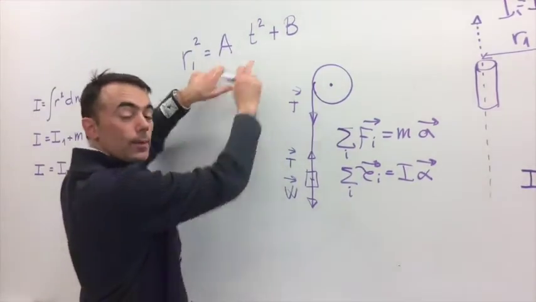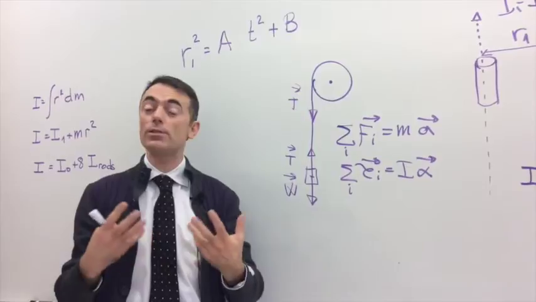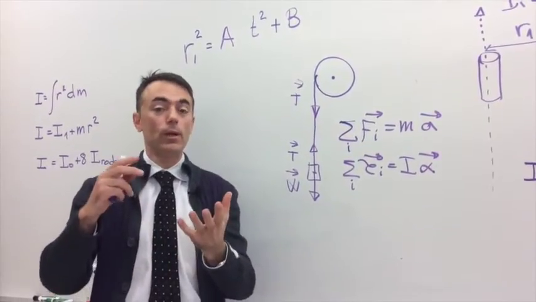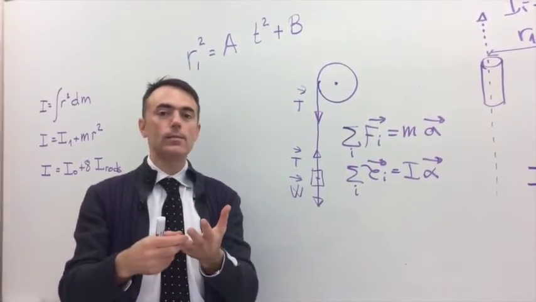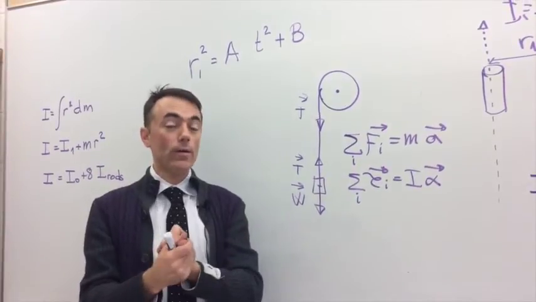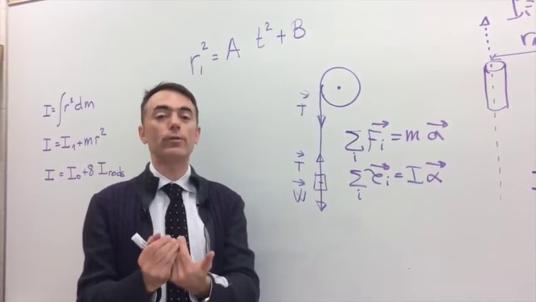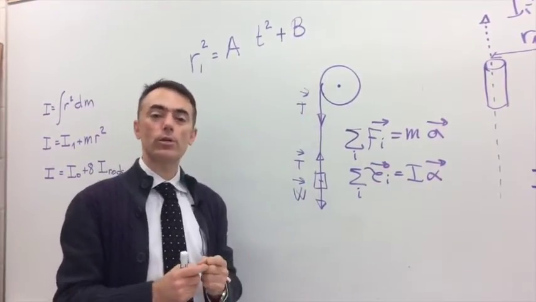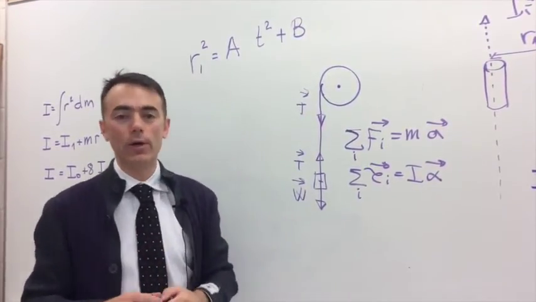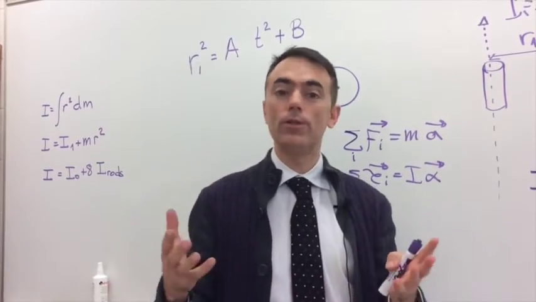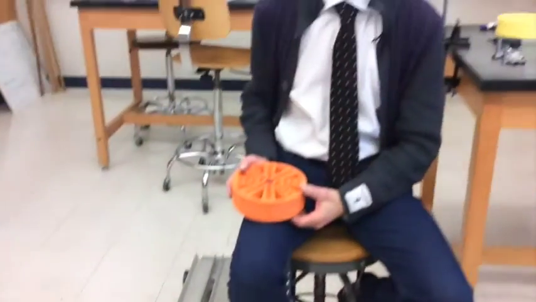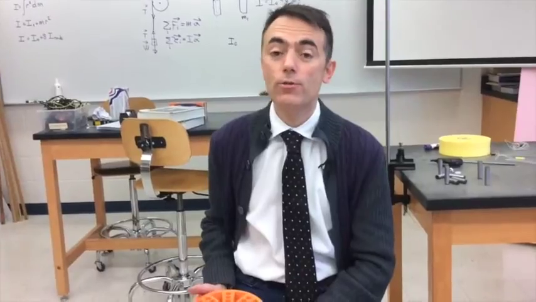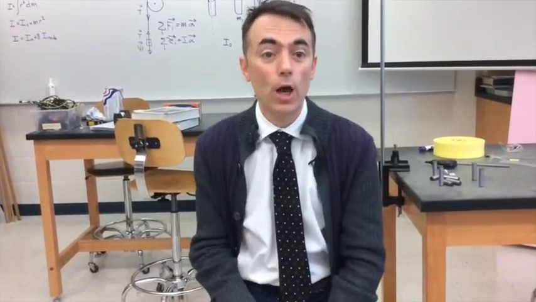These two constants, A and B, will contain the parameters that you've been measuring, like, for example, the masses, the distances, and also gravity, g, and the moment of inertia of the cylinder. So that's why you should think about how to use this expression to calculate the moment of inertia of the cylinder and also g.